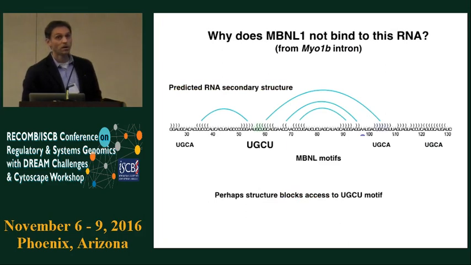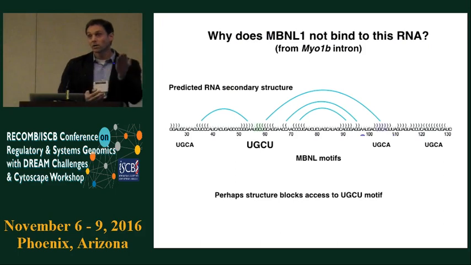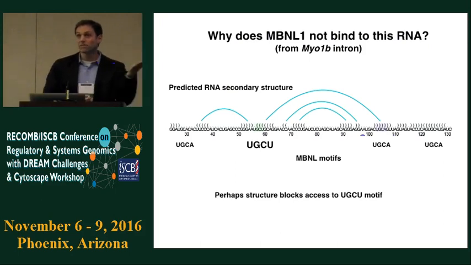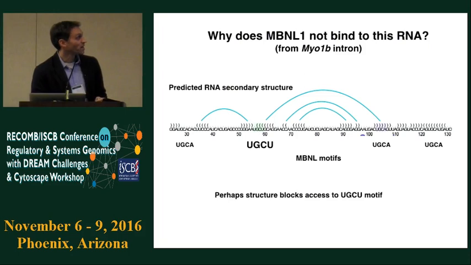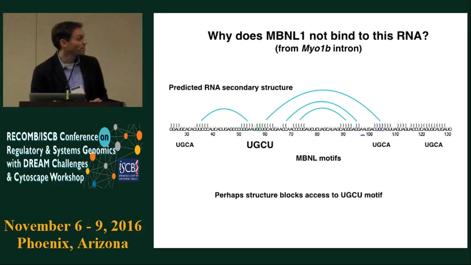Another way to address this would be to ask why some perfectly good Muscleblind motif out there is not actually bound. So we looked at a bunch of those. Here's an example, this Myo1b intron. This is a gene that's highly expressed in muscle cells, where Muscleblind is expressed as well. It has a UGCU, which is a good motif for Muscleblind, as well as some perhaps weaker motifs here. And this UGCU is just not bound. There are no CLIP reads anywhere nearby, and it's very poorly bound in vitro.